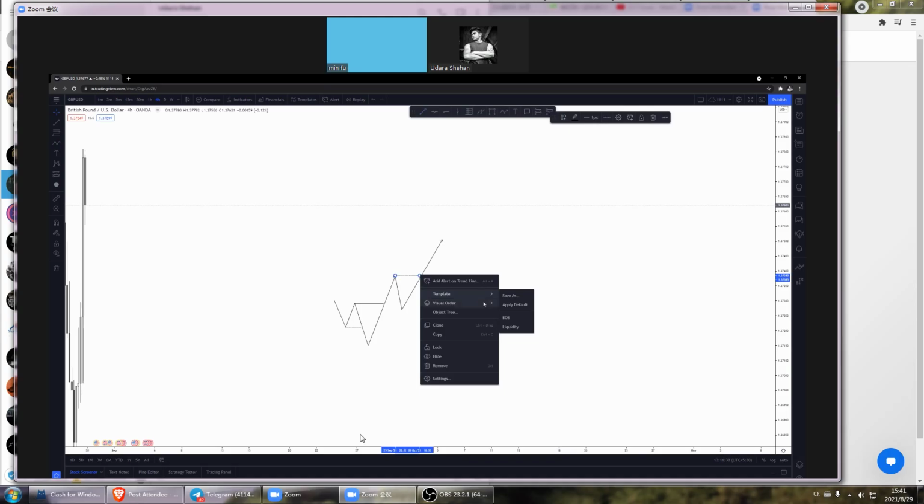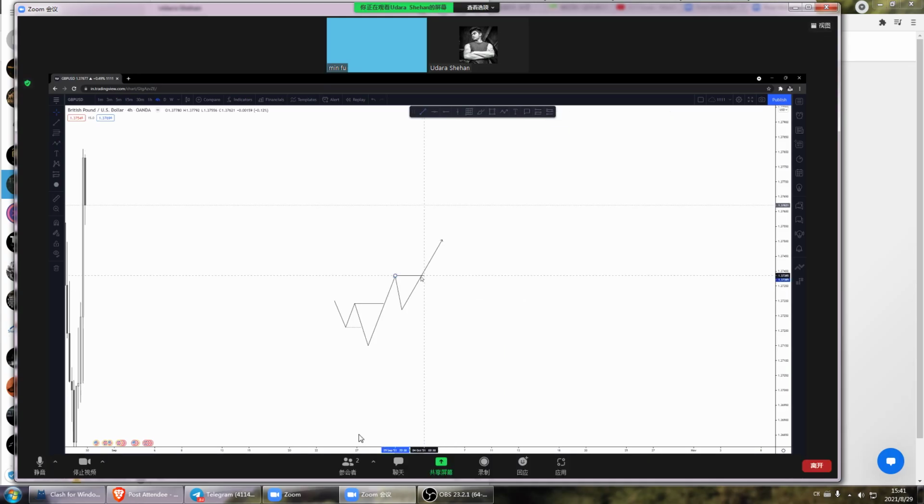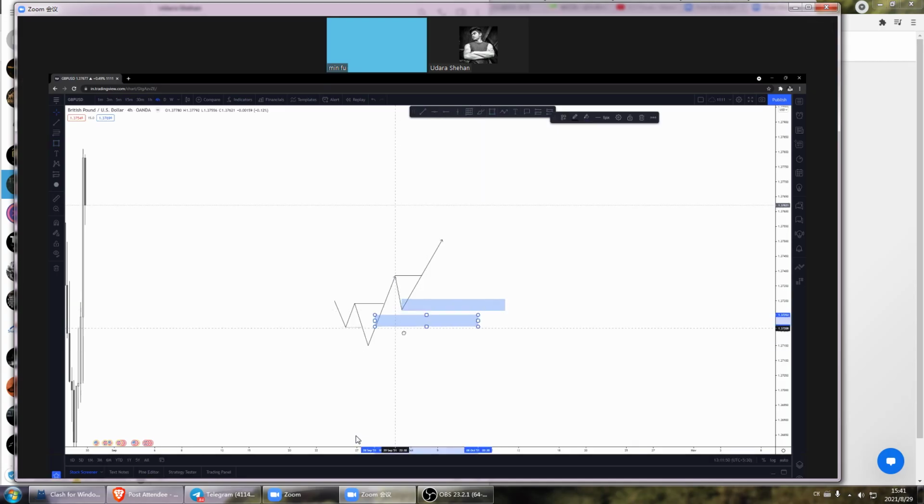In that first example, I told you, do not look at this order block right here. That's what I told you. Rather, look for something below that. That is what we're going to do.